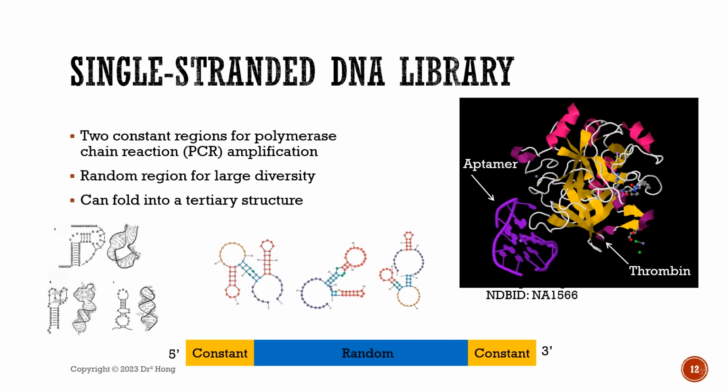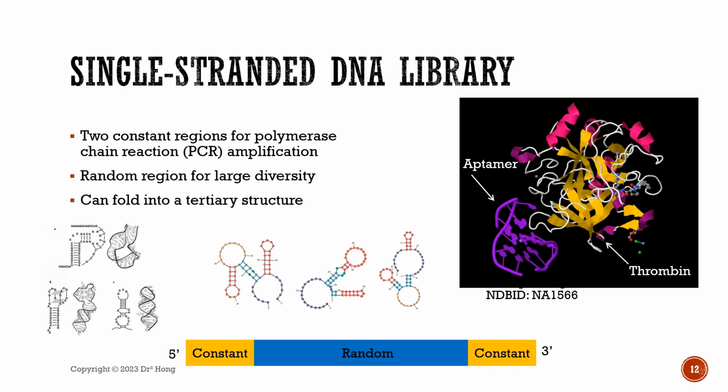Inside this design, along with the random region, there are also two constant regions, also called the primer annealing regions. With the known regions, we can use polymerase chain reaction to amplify this whole molecule with the traditional method.